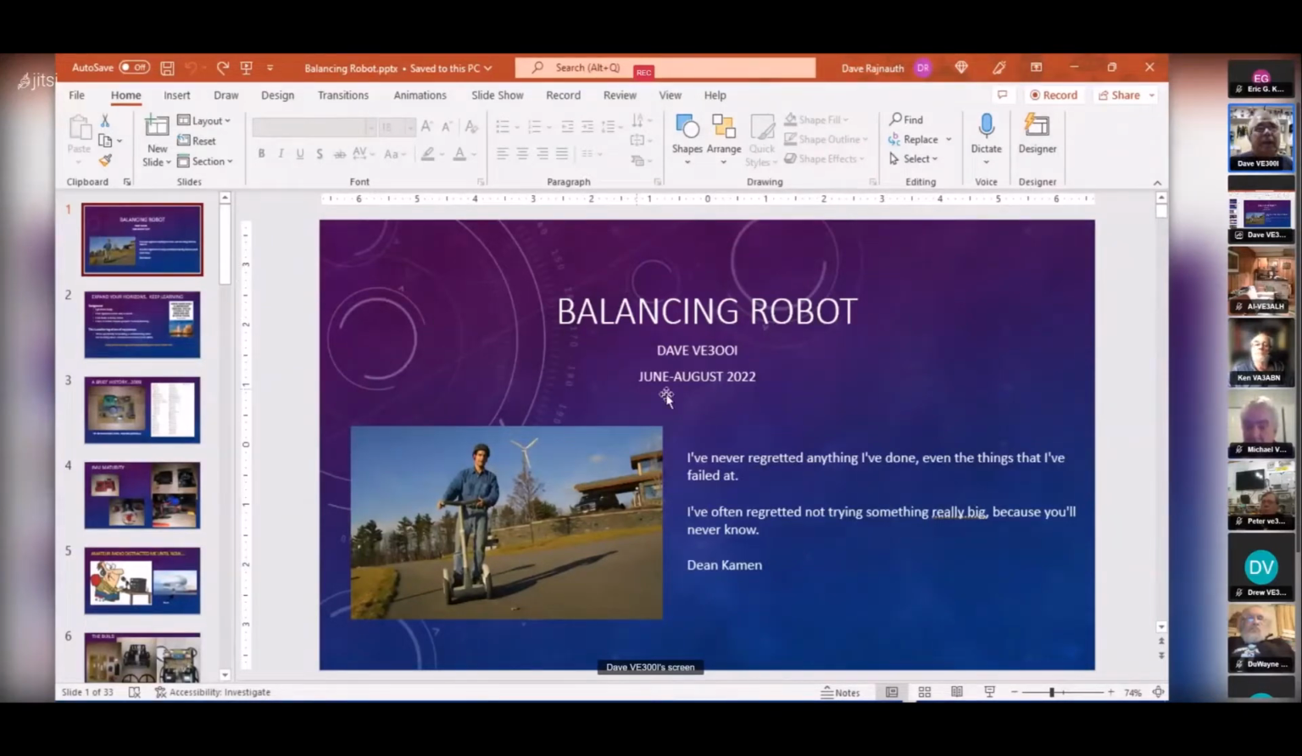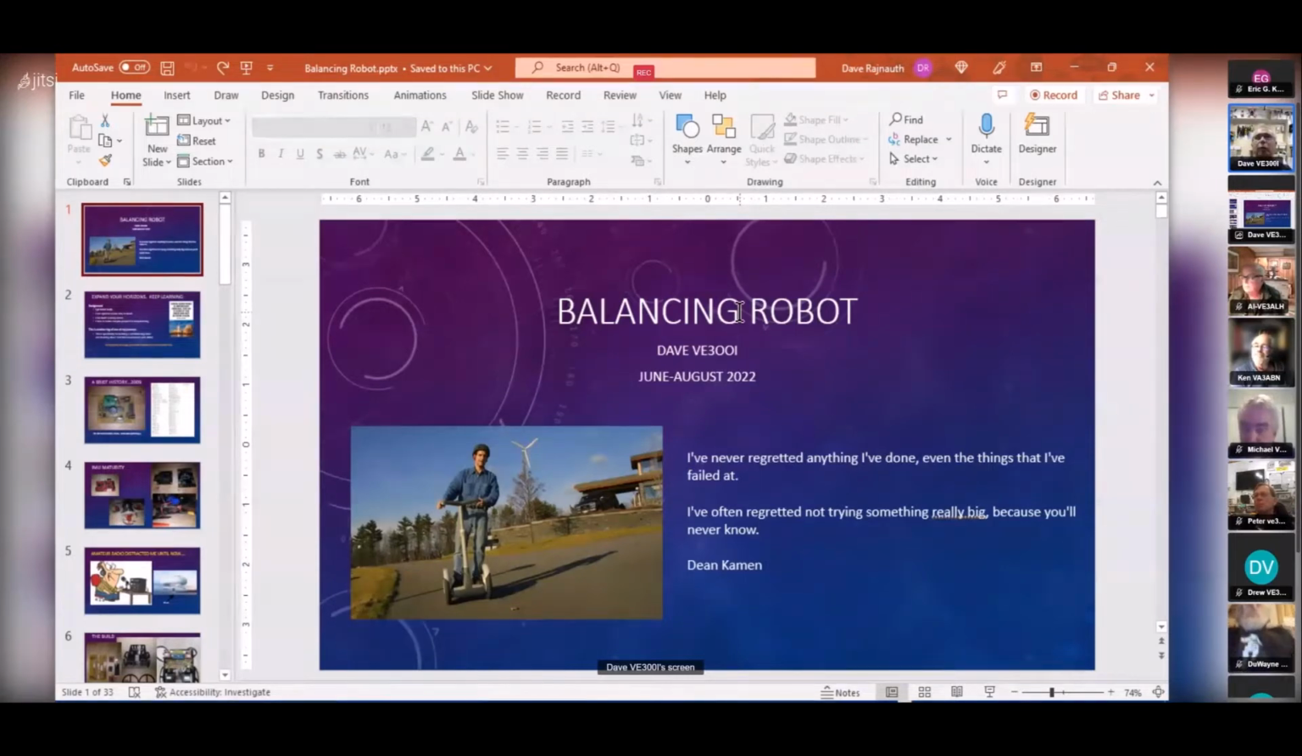So my presentation today is on the balancing robot that I built. I've been building this over the summer on a whim. But I'm really inspired by what Peter did there. And I'm glad Peter's going outside of his comfort zone, and he's willing to make mistakes and challenge his boundaries there.